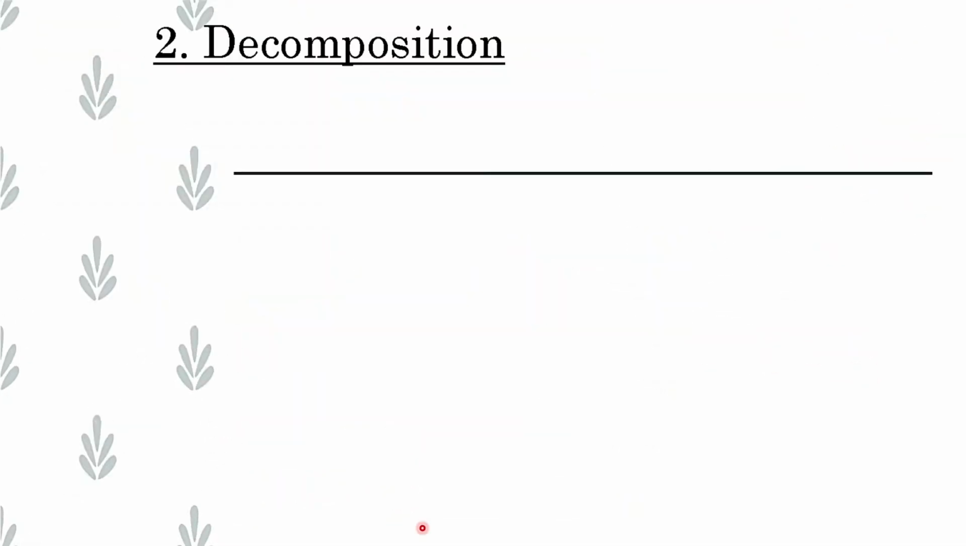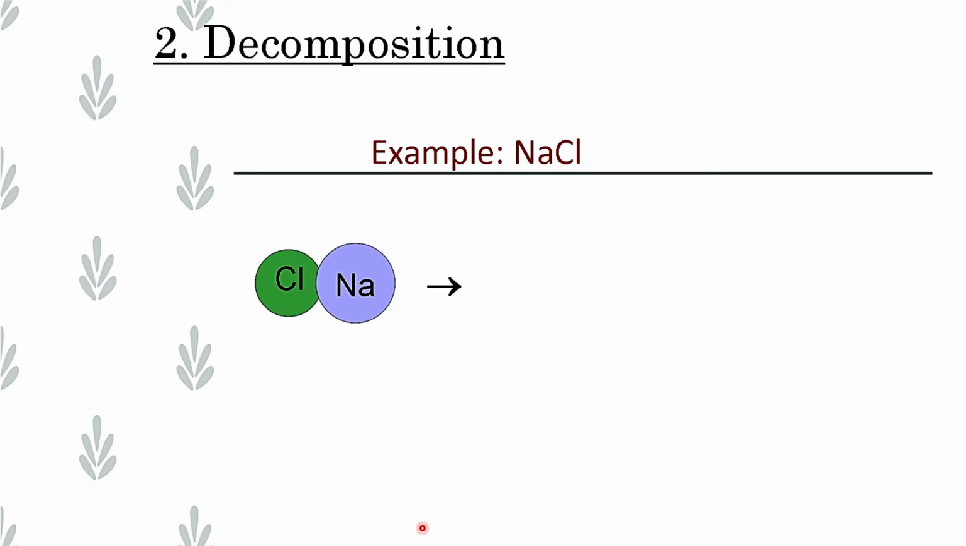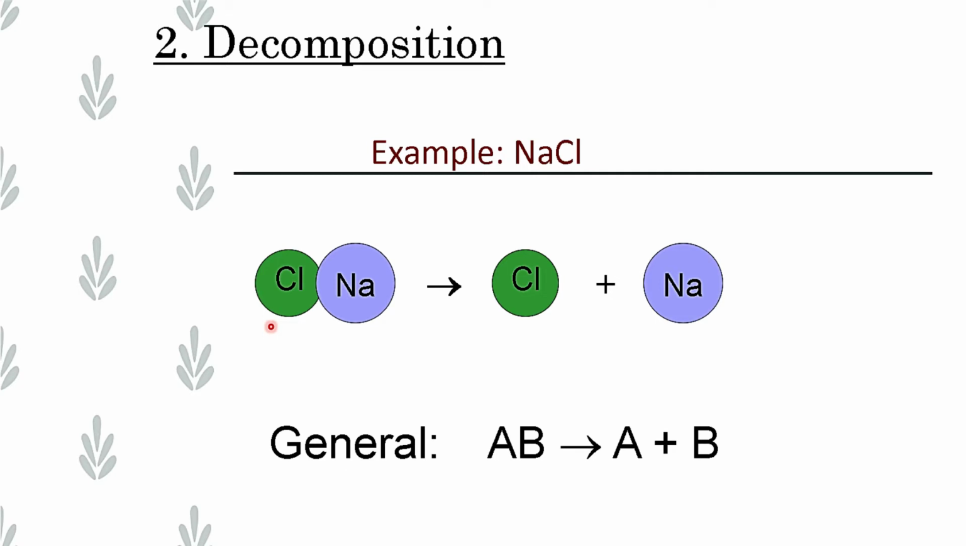You can understand decomposition reaction through this example of sodium chloride breaking. Sodium chloride, when broken down, will convert into chlorine and sodium. So this is another example of decomposition reaction which is taking place through this general equation.